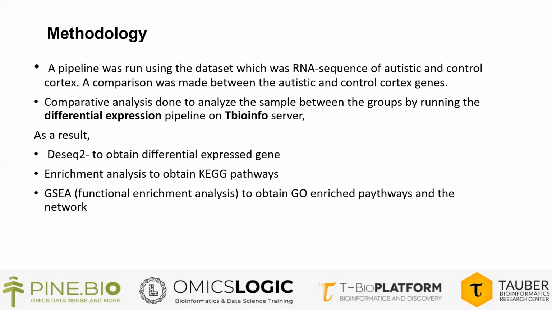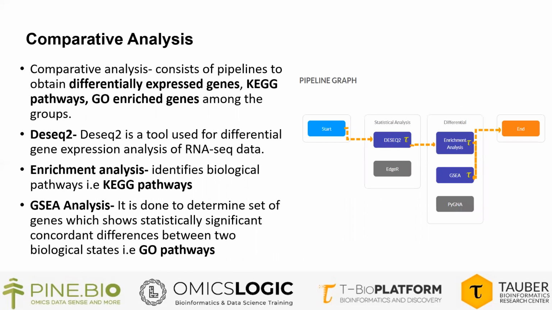GSEA functional enrichment analysis was used to obtain GO-enriched pathways and the network. Comparative analysis consists of pipelines to obtain differentially expressed genes, KEGG pathways, and GO-enriched genes among the groups. DESeq2 is a tool used for differential gene expression analysis of RNA sequence data. Enrichment analysis identifies biological pathways, that is, KEGG pathways.